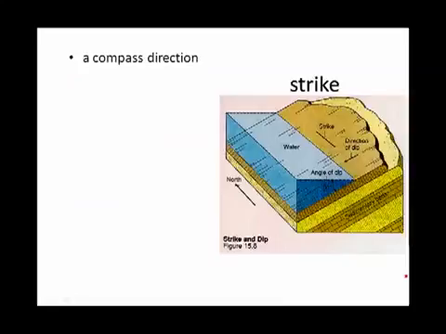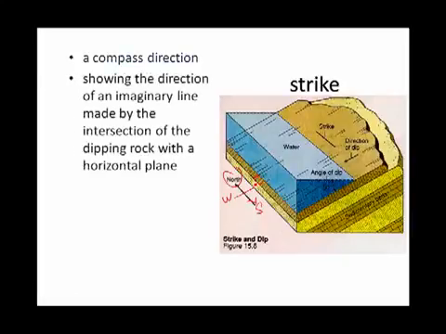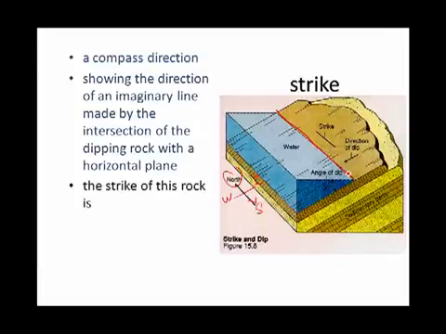Geologists also want to describe the direction in which the rock layer is tilting. In this diagram you'll notice that we've got north. If we wanted to, we could always put in west, east, and south. And we have a tilting rock layer. The compass direction is given by the strike. The strike is the direction of an imaginary line made by the intersection of the dipping rock with the horizontal plane. In other words, this line right there. That has a strike. In this case, the strike of this rock is north.